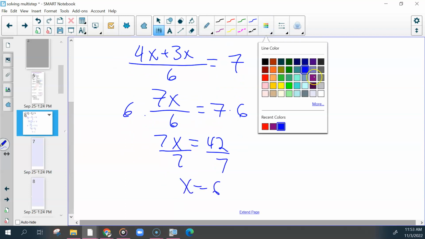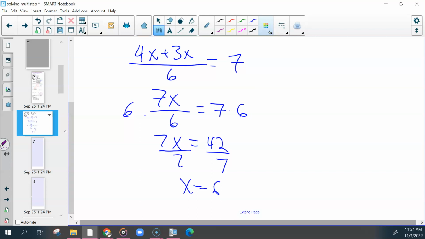Or you could do them both at the same time. This is really 7 over 6x. So I could take this and flip it and multiply that on both sides instead. Let's rewrite. One has 2 steps, one has 1. They're both doing the same thing though. So that would be method number 1, keeping the fractions, dealing with those fractions. Do you have any questions about that?